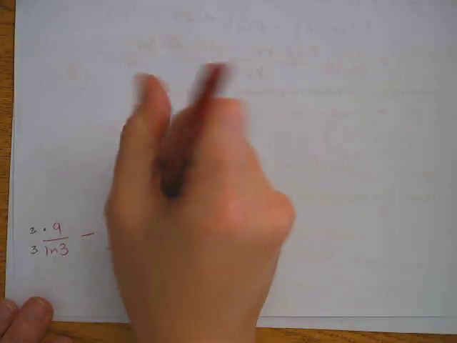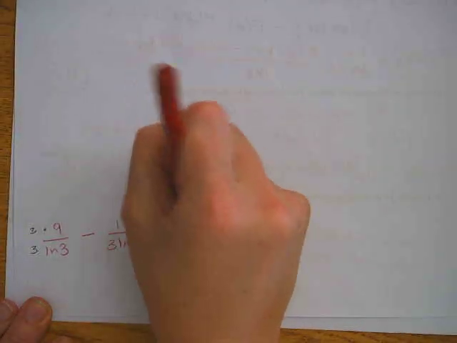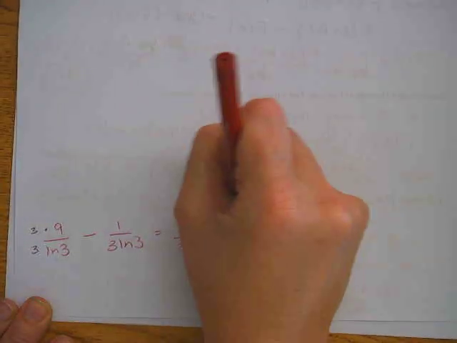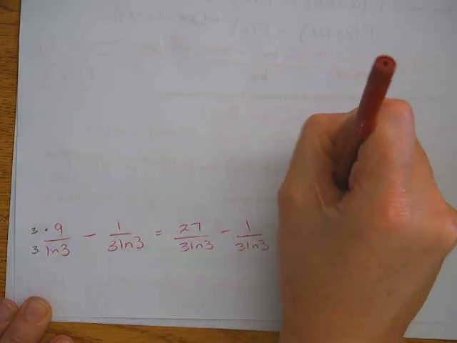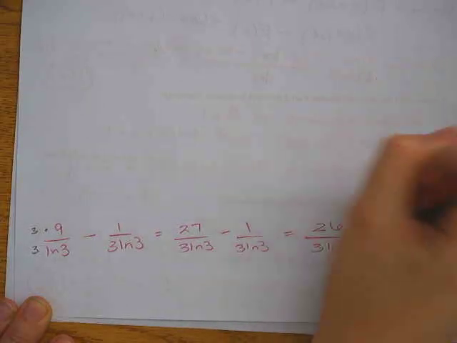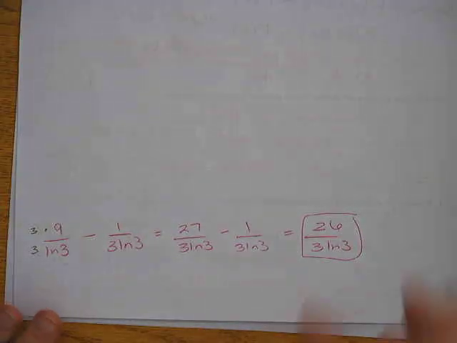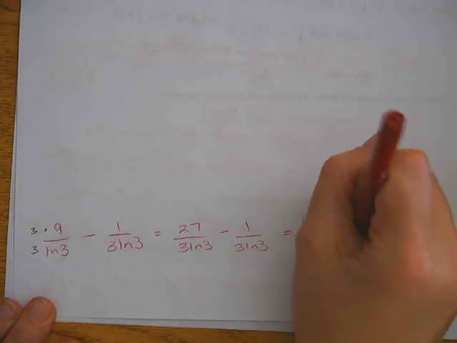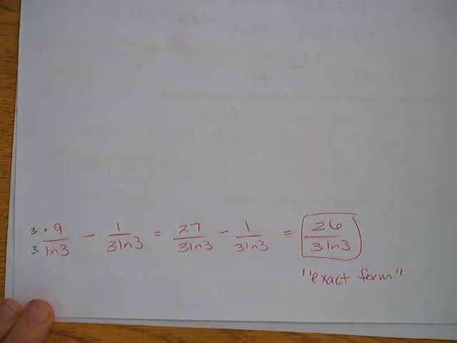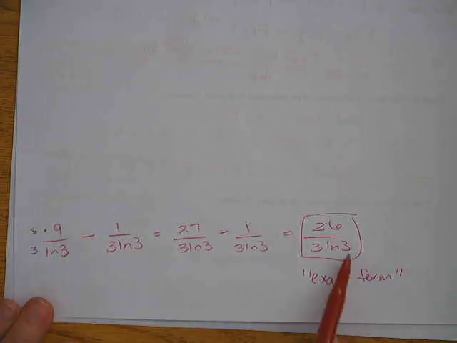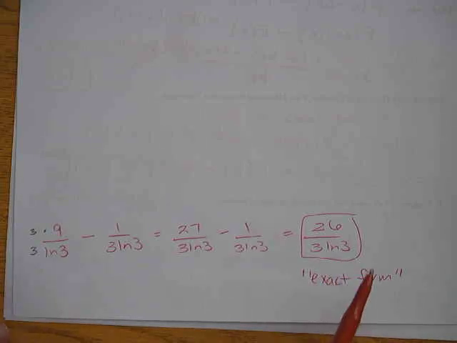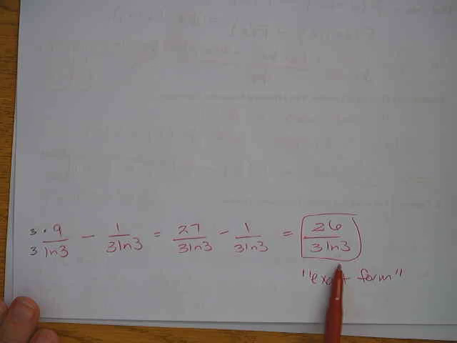And then, if you bear with me, I can maybe flip this over to the back. So this is what we had. It was 9 over ln 3 minus 1 over 3 ln 3. So now I need a common denominator, so I can multiply by 3 over 3 the left fraction. And then I would have 27 over 3 ln 3 minus 1 over 3 ln 3. And that would be 26 over 3 ln 3.